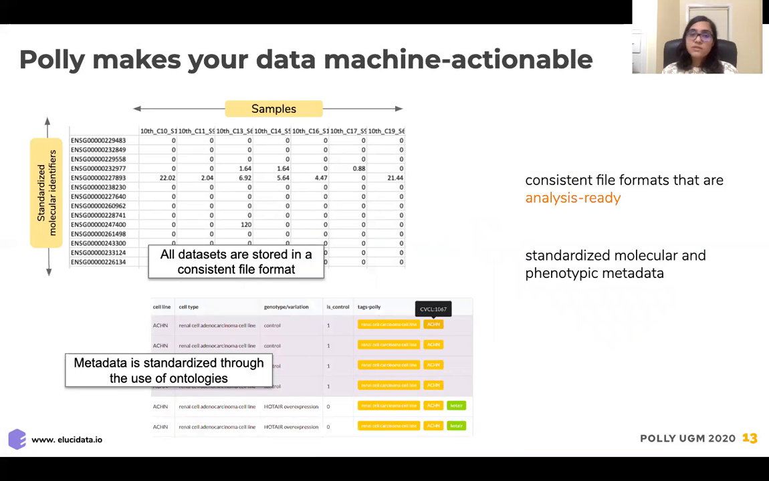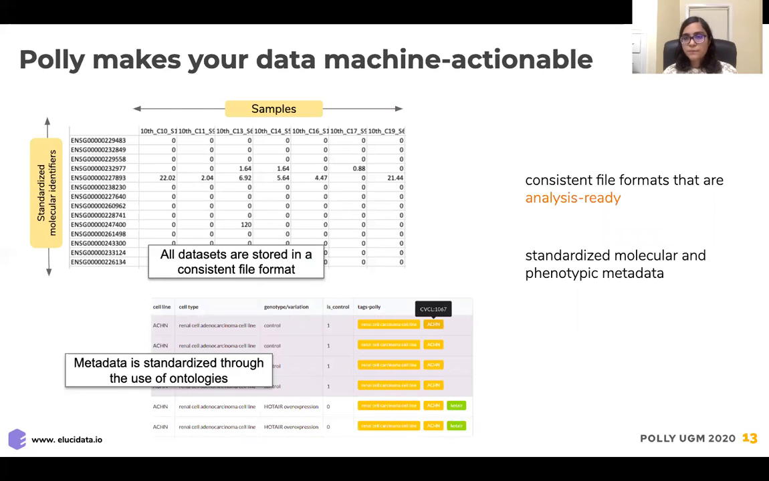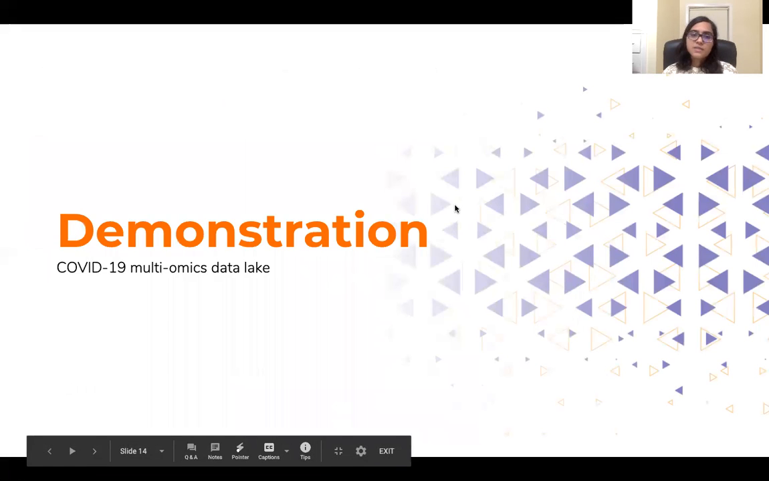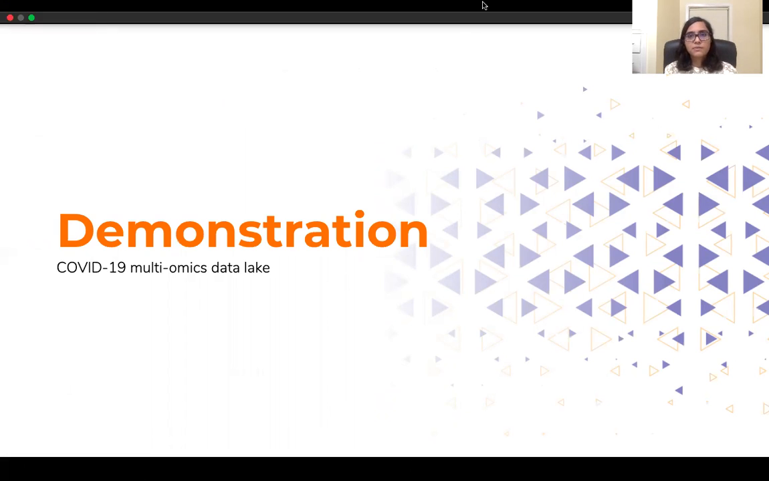Now, Poly not only brings all of this data together from different sources, but it also makes data machine actionable. What that means is on Poly, all of the data sets are stored in a very consistent file format, and metadata associated with samples as well as experiments are standardized through the use of ontologies. So all of this data is available to you in one place, and it's available to you in an analysis ready manner. So with this, we're going to jump to the live demonstration of the Poly platform, and I'm going to show you what a data lake on Poly looks like.